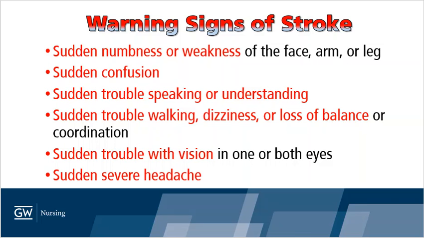And then one of the biggest ones here, we've talked about with head, eyes, ears, nose, and throat, is the sudden severe headache. So a thunderclap headache, meaning that it came on suddenly like a bolt of lightning. That they report it's the most severe headache they've ever had in their life. These are warning signs that they are currently having a stroke. So you as a nurse need to be very, very aware of these.